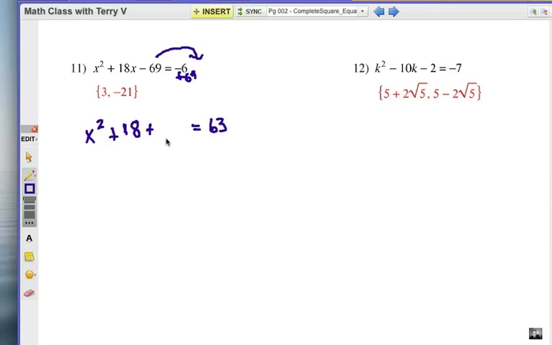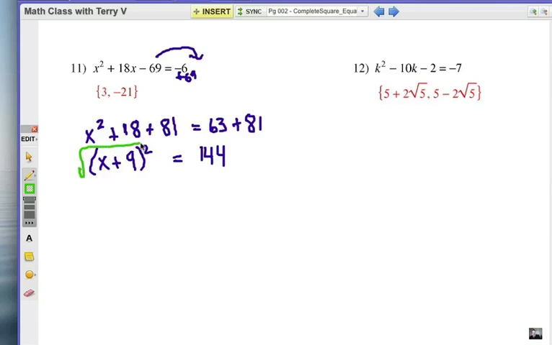All right, so here's the question. How do we complete that square? Well, remember, it's half of 18, which is 9, and square it. So if we add 81 on this side, we have to add 81 on the other side. Okay, got to keep it balanced. Then we have to factor the trinomial, which is x plus 9, quantity squared, equals 144.